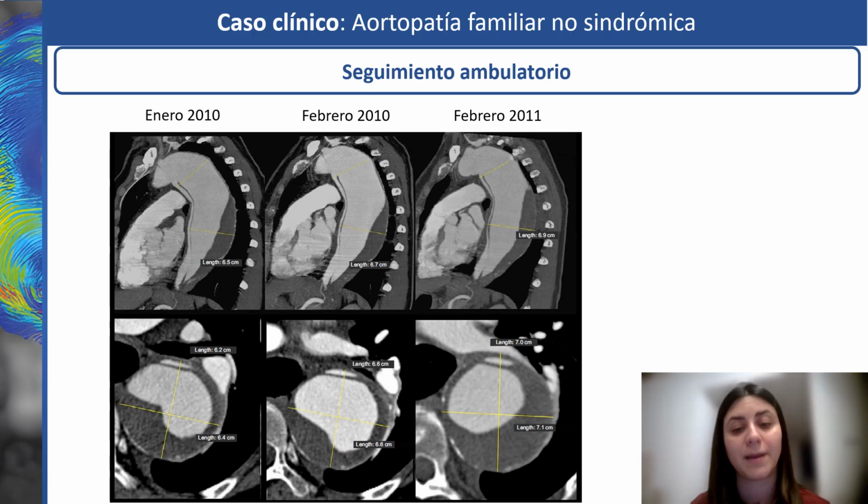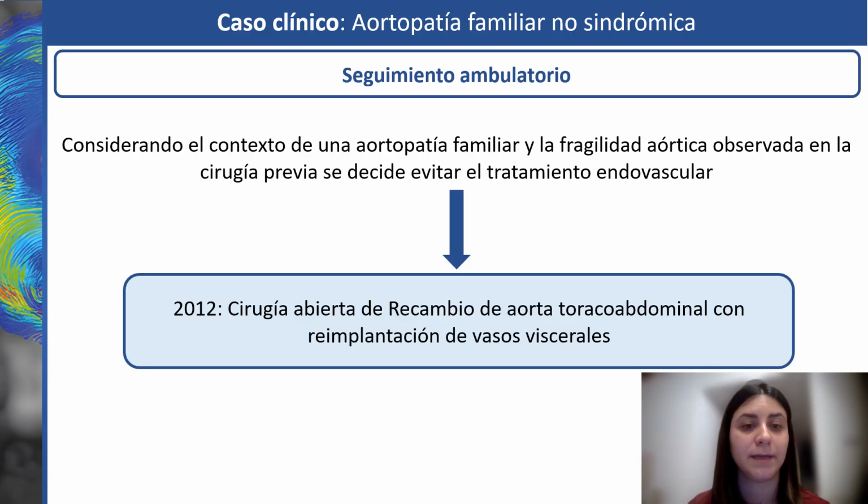The patient had adequately recovered from the surgery, and it was decided, based on the prior surgery, to proceed with the approach to the descending thoracic aorta. And finally, it was discussed again in the committee, taking into account the context of familial aortopathy in this case, and the notable aortic fragility seen in the previous surgery. It was determined to rule out endovascular treatment, and ultimately, in 2012, an open surgery for replacement of the thoracoabdominal aorta with reimplantation of visceral branches was performed, leaving a residual dissection at the level of the abdominal aorta, which has been carefully followed up on an outpatient basis without any signs of growth, so no surgical intervention was necessary.